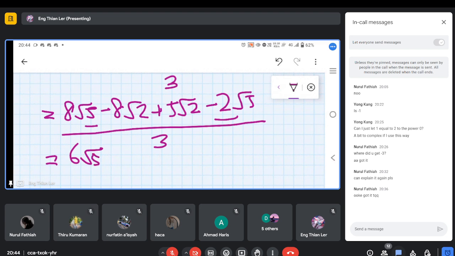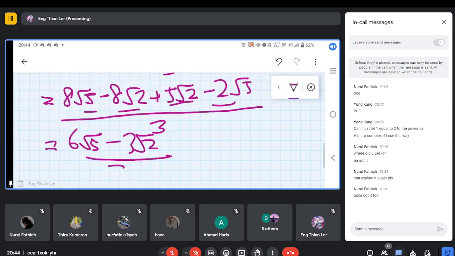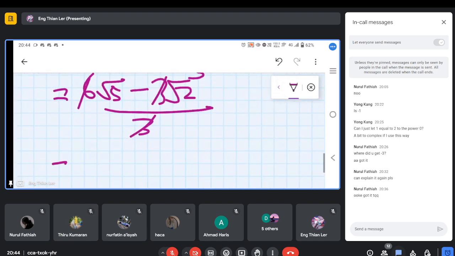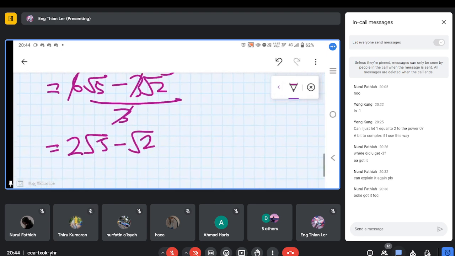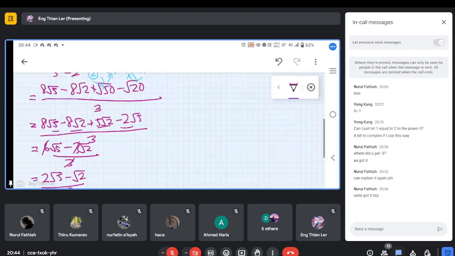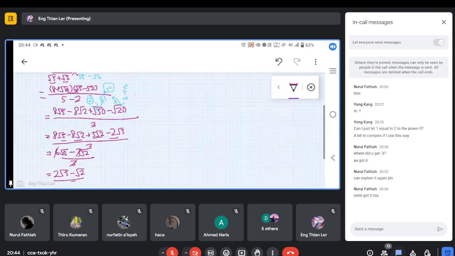And negative 8√2 plus 5√2, we got minus 3√2, divided by 3. This and that become 2, and this just cancels. So we get 2√5 minus √2, and this is the answer. The textbook answer is this.